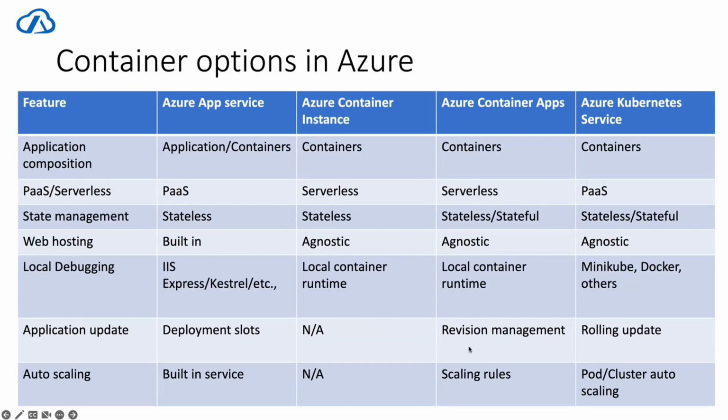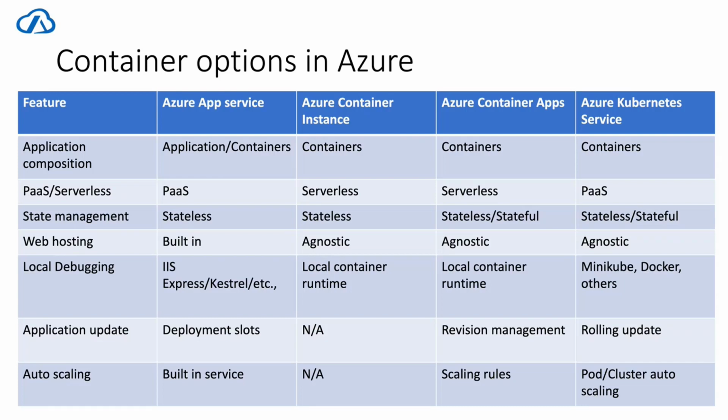But in Container Apps, you will use something called revision management, which we just talked about, right? And then in Kubernetes, you will use something called rolling update. So we'll talk about rolling update. Let's say I'm running 5 instances of my application, and I can very well mention how many instances should be always available. For example, 2 should be always available.